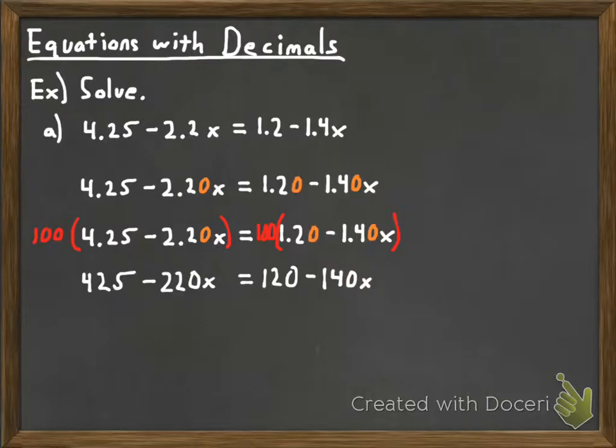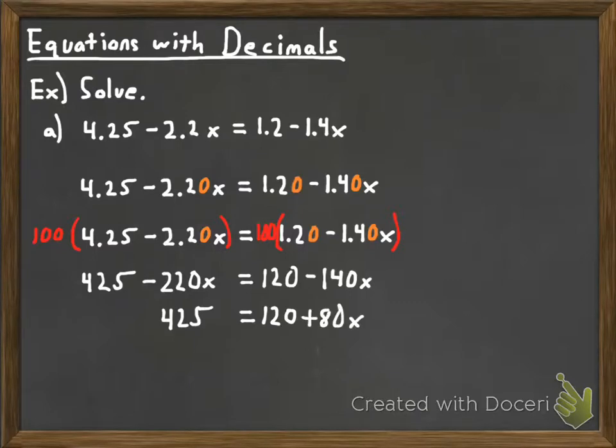And then from here, it's the same old, same old. I'm going to go ahead and cancel out the negative 220x from both sides, because that is the least of the variable terms there. By adding 220x to both sides, we'll get 425 is equal to 120, and then negative 140x plus 220x is going to give you plus 80x.